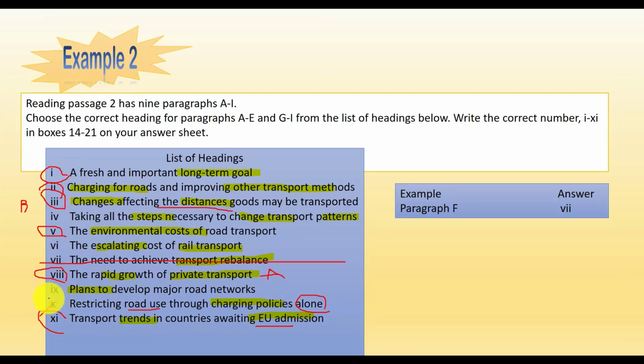Okay. Plans to develop major road networks. It has nothing to do with planning for developing major road networks. No. The escalating cost of rail transport. The paragraph isn't about rail transport, so I can eliminate this option. Taking all the steps necessary to change transport patterns. Okay, this is our answer.